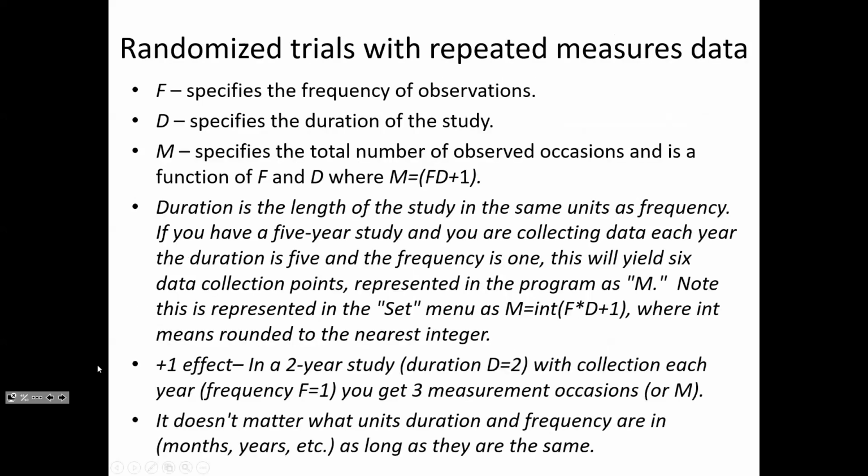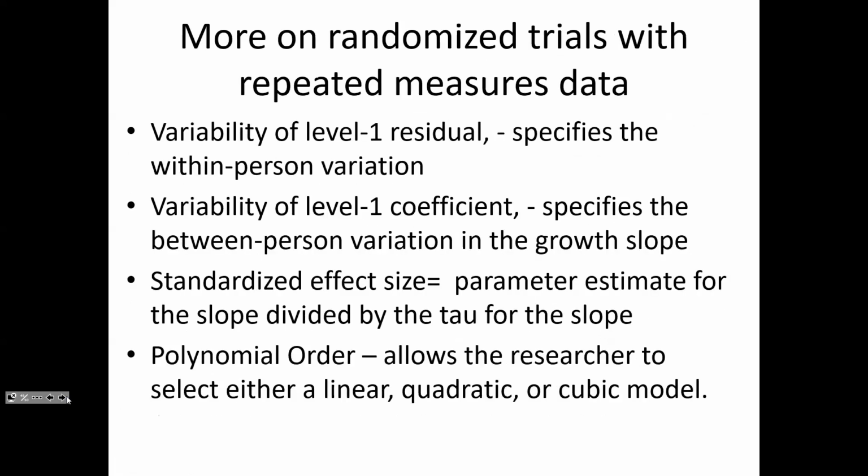Okay. I'm not going to go through those because I'll show you those when we get to the power program. In randomized trials with repeated measures data, they're going to ask you about the variability of the level 1 residual, which is the within person variance, the variability of the level 1 coefficient, which is the between person variation on the growth slope, and then the standardized effect size and the polynomial order.